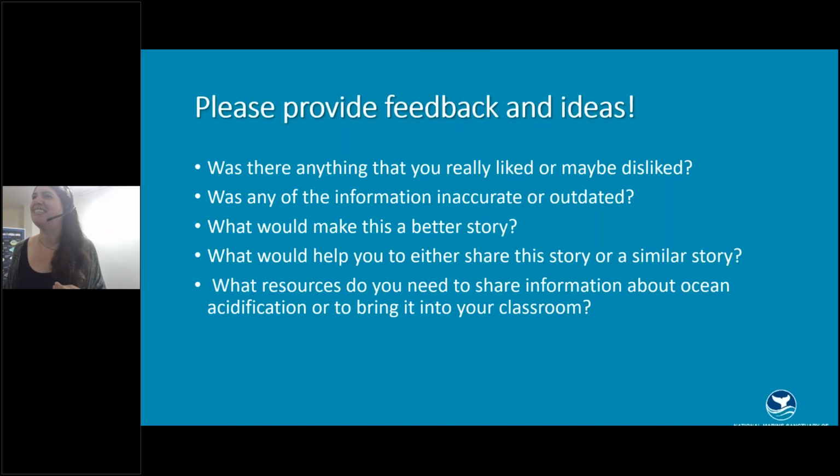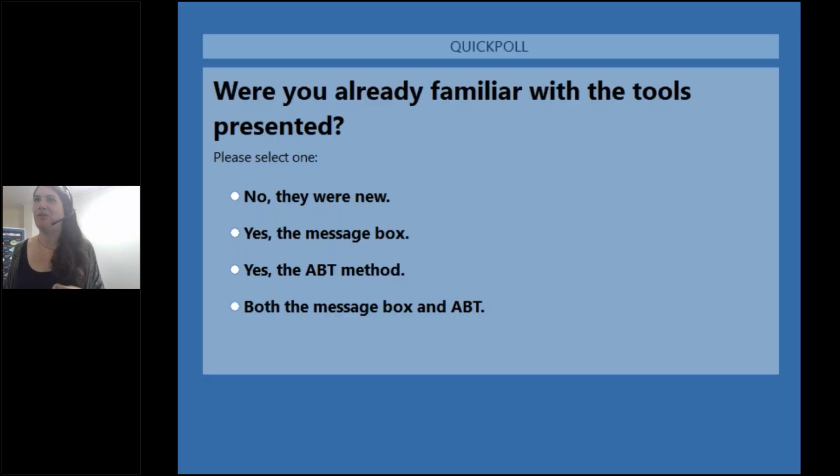I love that. Okay. And one last question for all of you. Were you already familiar with the tools presented, or was this something new for all of you? Oh, it's really mixed. Okay, we'll see how this comes out. So I learned about MessageBox a long time ago, and like I said, it's been a lifesaver. So I strongly, strongly encourage, if you haven't used it before, definitely check it out. I think the link is in the chat for you.